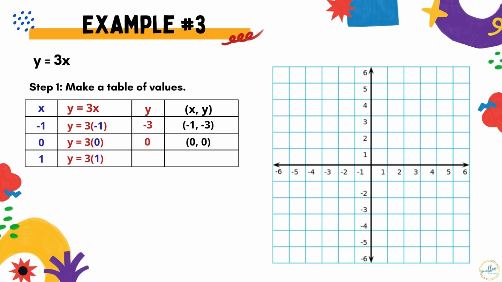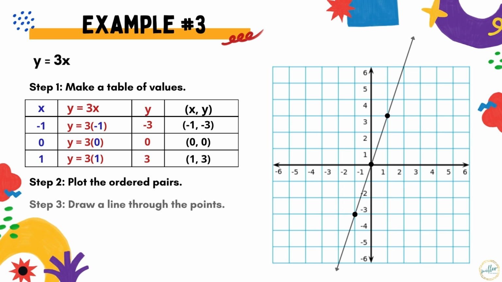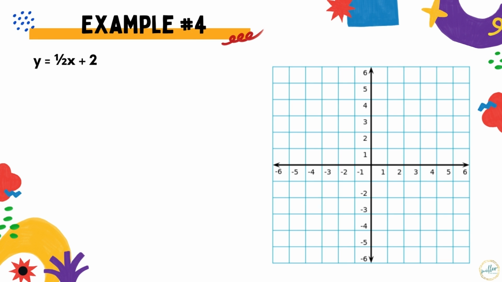Finally, let's try x equals 1. 3 times 1 is 3, making our final solution 1, 3. Step 2 is to plot the ordered pairs on the graph. And step 3, draw a line through the points. Again, remember to make sure that your line is straight, it goes through all of your points, and there's an arrow at each end.